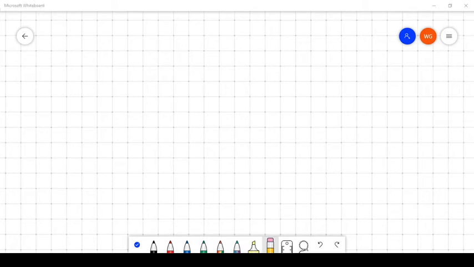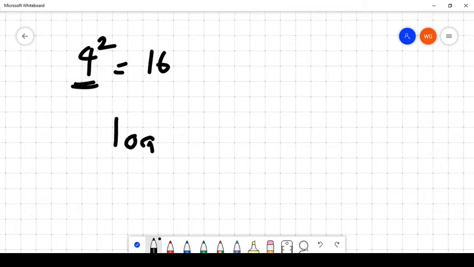And so the first one that I would ask, just a very simple question, would be something like express 4 to the power of 2 equals 16 in logarithmic form. Okay, so if I saw this, what I would say is, well, the base of the exponent becomes the base of my logarithm. The answer to a logarithmic question is going to be equal to the exponent power that I'm looking for.